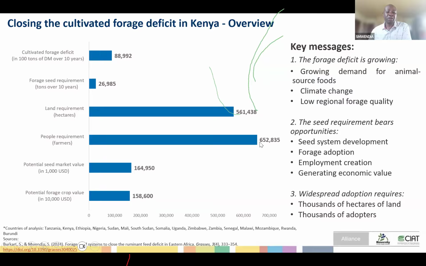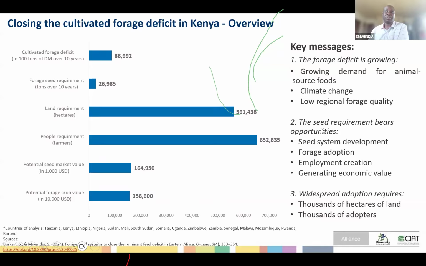And the households, the farmers that would be required to adopt this, is around 652,000, just to close the gap. Remember, I said the animal population is also growing, so is the human population. So if this is not taken seriously, the gap will continue widening. And the potential seed market value in 1,000 USD is about 164,000, and the potential forage crop value in 10,000 USD is about 158.